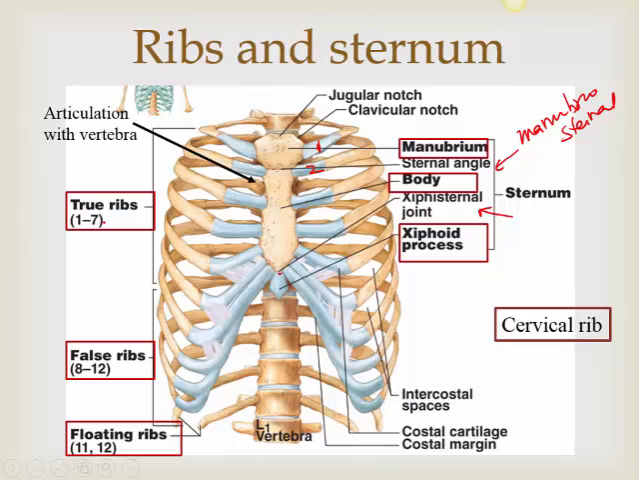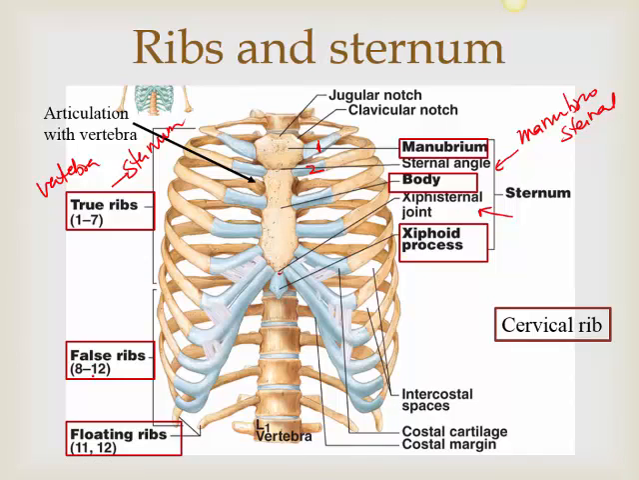In these 12 pairs, the first 7 are called true ribs, because these true ribs articulate posteriorly with the vertebra. That's why thoracic vertebra have costal facets. They articulate with the vertebra posteriorly, and anteriorly they articulate directly with the sternum. You can see the first 7 are articulating with the manubrium, body, or xiphoid process.